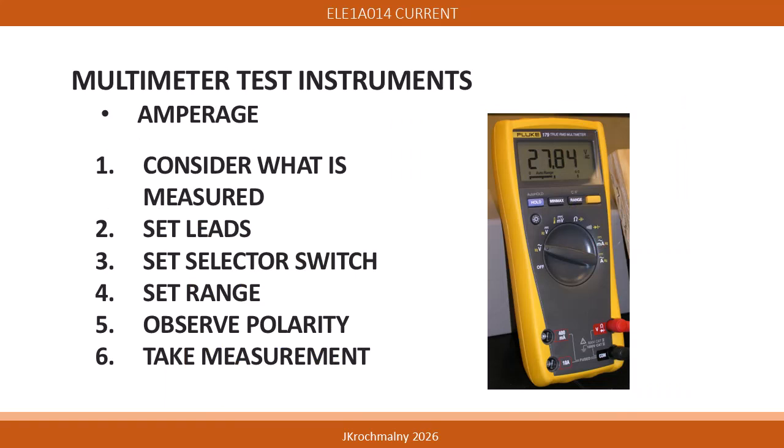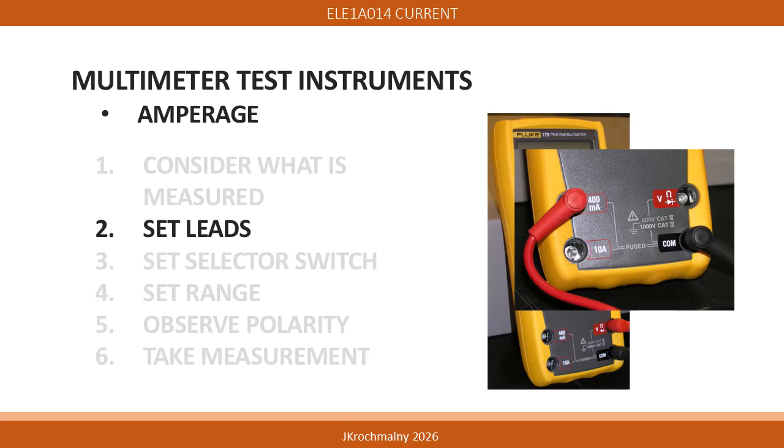Using multimeters to measure amperage, we follow a process of considering what is being measured, setting the leads, setting the selector switch, and setting the expected range. Before we take the measurement, we have to observe the circuit polarity and connect the meter to the circuit accordingly.